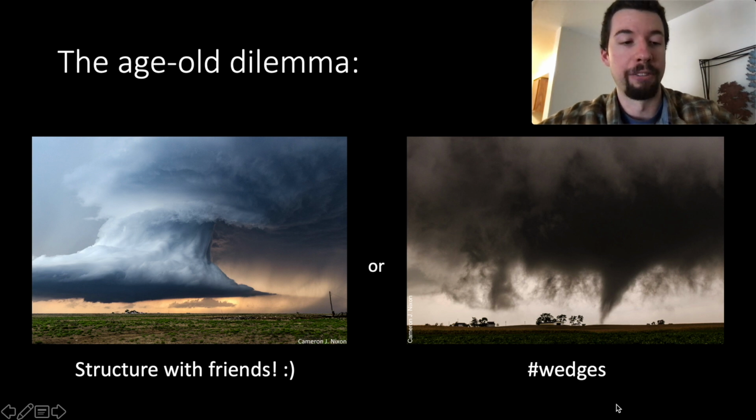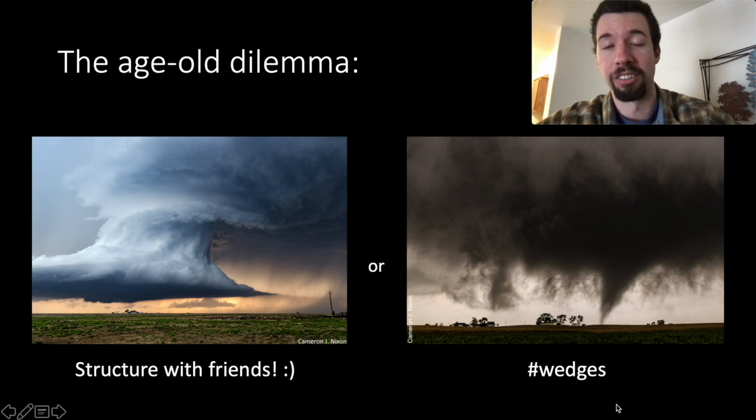Because you're usually faced with this age-old dilemma here. Structure with friends or wedges. Which one do I go after? And a lot of times, a single day might have a great-looking supercell target and a great-looking tornado target. Which one do I pick?